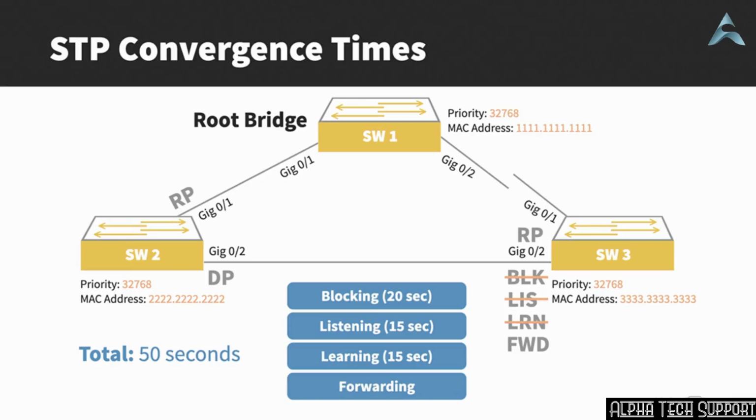And that's the default times that we have with traditional spanning tree protocol, IEEE 802.1d. Well, we're going to see later in this chapter that there's a variant of spanning tree protocol called rapid spanning tree protocol, which can converge much more rapidly than 50 seconds.